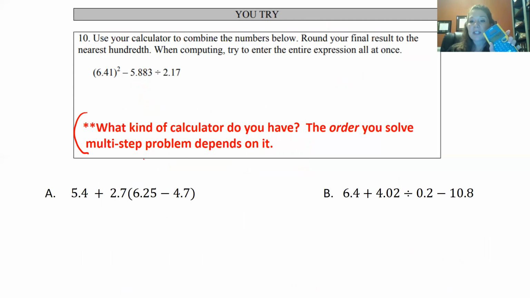If you don't have this kind, that's fine. You don't have to have it for this class. In fact, you're supposed to be using this simple calculator. Make sure you follow order of operations. You do exponents first. Then after you do exponents on number 10, you would do this division problem. And the last thing you would do is subtract this quantity minus this quantity. Okay? So you guys try these 3 problems, come back, and I will tell you what the answers are.